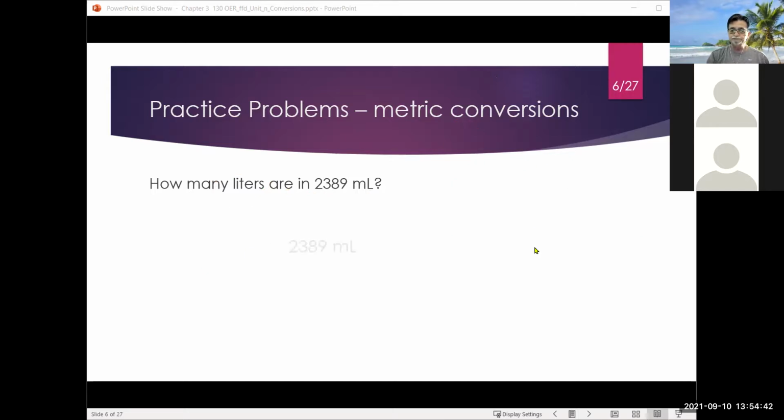So that's what I'm given. I got my conversion factor, and I get my answer, 2.389 liters. My milliliters cancel out like they should. I'm good to go. Notice that 2,389 now becomes 2.389 liters.